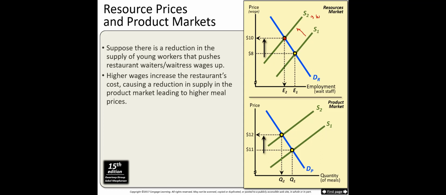And at that price, remember that in the product market, which is the restaurant meals, there is going to be a shift of the supply curve to the left, which increases the prices of restaurant meals to $12, which is what happens today, right? Because of the Great Resignation, restaurants cannot find workers to work in the restaurant. Therefore, they are increasing their meal prices. And we see an increase in the price of restaurant meals because of the increase in resource prices.